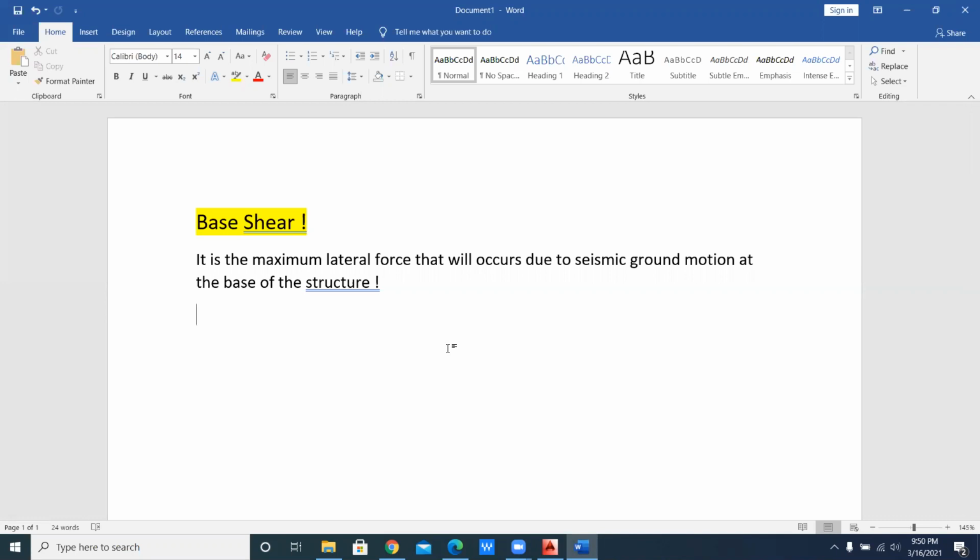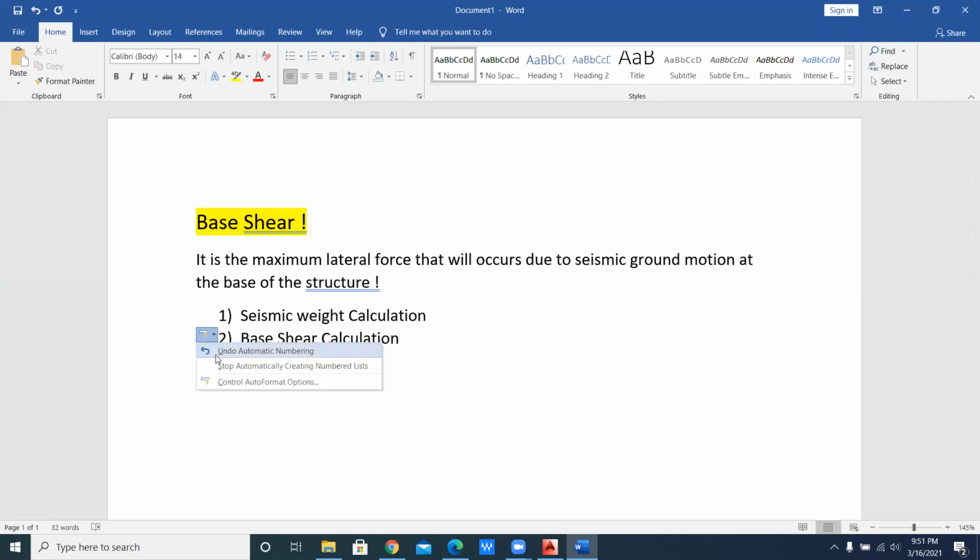for the seismic load, we first have to find some things. First is the seismic weight calculation. The second thing we will calculate is the base shear calculation. And the third thing we will calculate is the seismic weight. That is two things we will find out here.